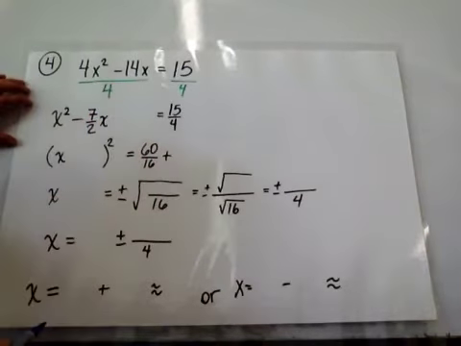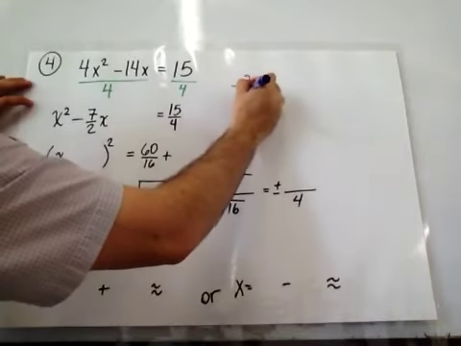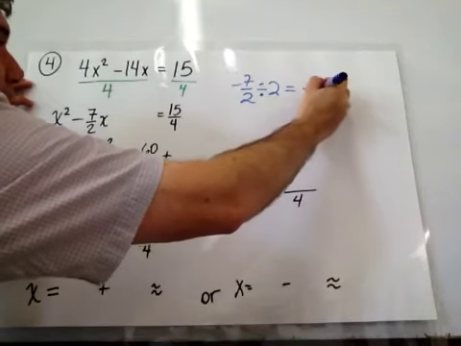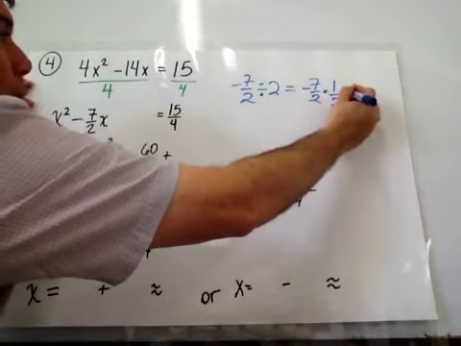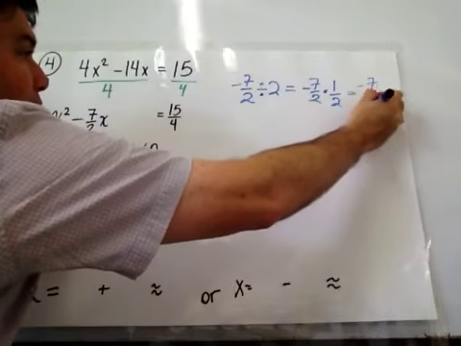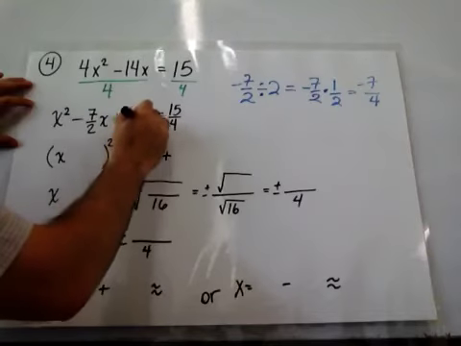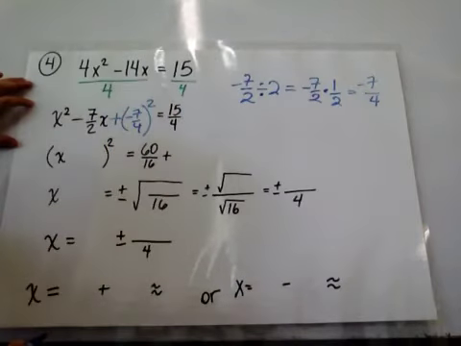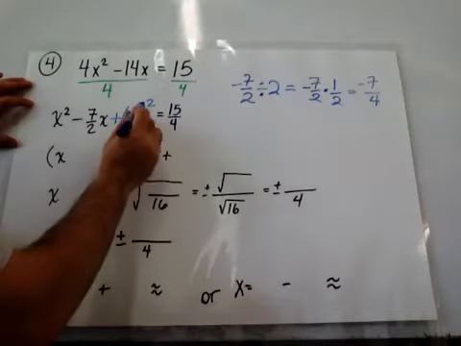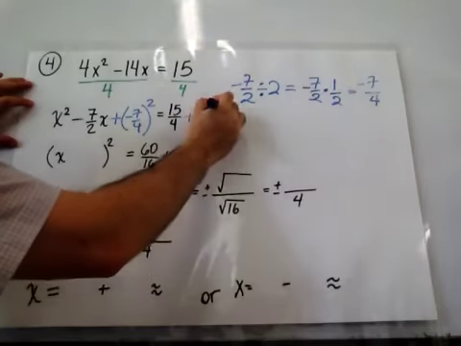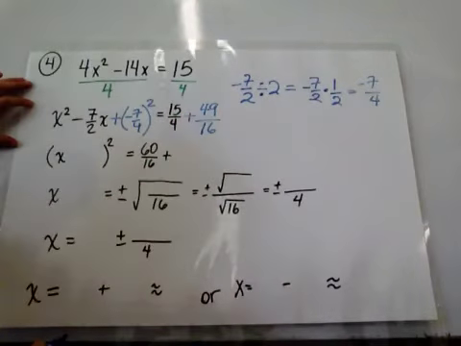So, I'm going to add something here. It's going to be half of negative 7 halves. Let's put it here, negative 7 halves divided by 2 is the same thing as negative 7 halves times a half, which is negative 7 fourths. And we're going to square that. So plus negative 7 fourths squared. And on this side, negative 7 squared is 49. 4 squared is 16, so it's 49 sixteenths.